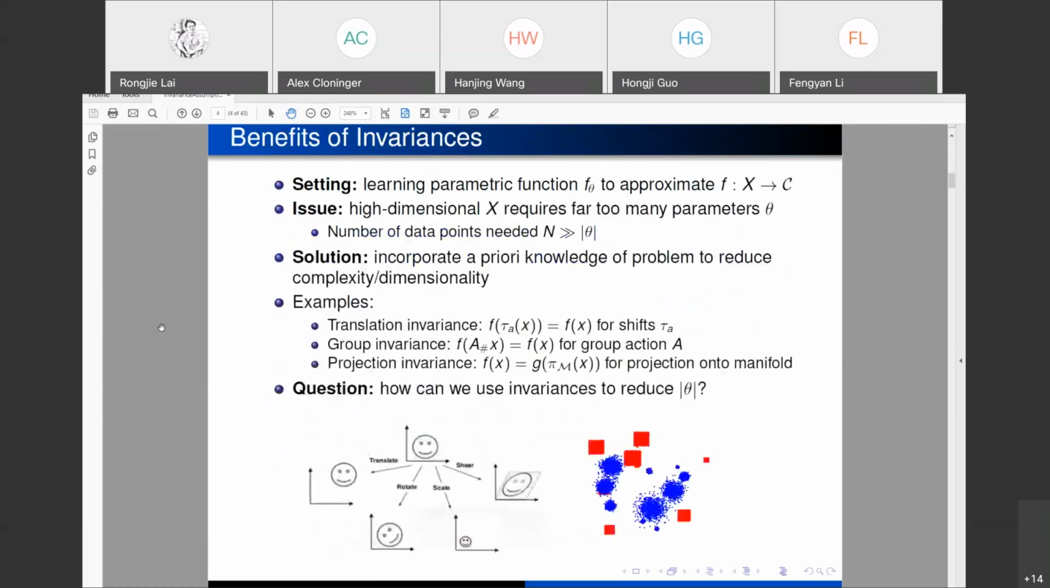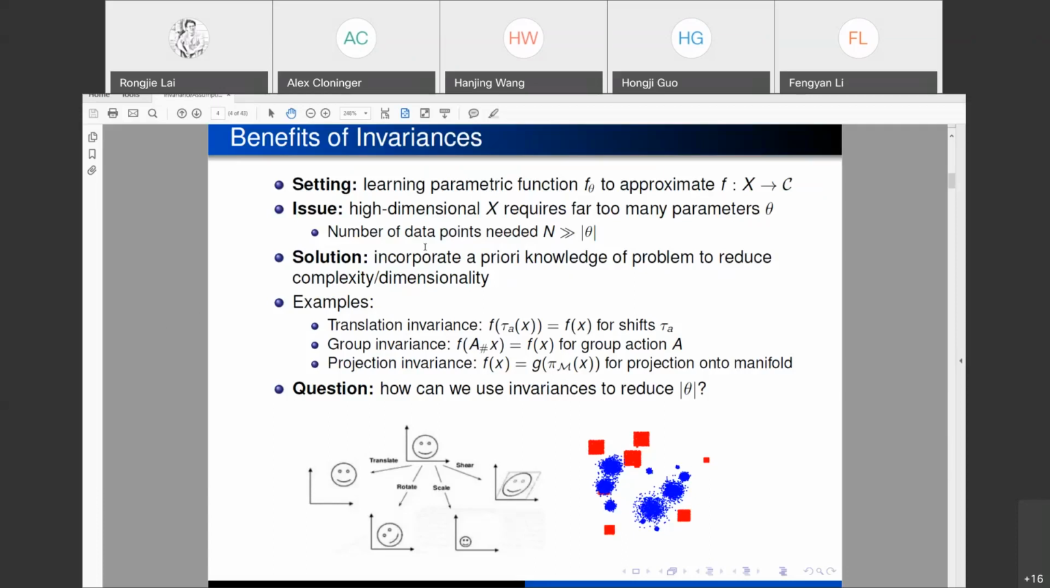Okay, so what am I talking about when I say incorporating invariances? So the basic setting: we're trying to learn a parametric function to approximate some target function f that maps from data into the real numbers, into a class, whatever. The issue, obviously, is that when you're in a high dimensional space, you need far too many parameters, right? You generally need the number of data points to exceed the number of parameters. The number of parameters is going to be huge when you're in a high dimensional space. This just becomes all kinds of problematic, right? So what's a way that we can approach this in a little bit more realistic way?